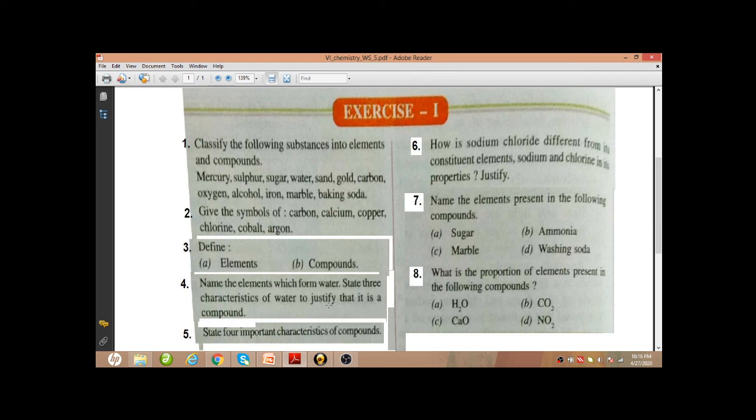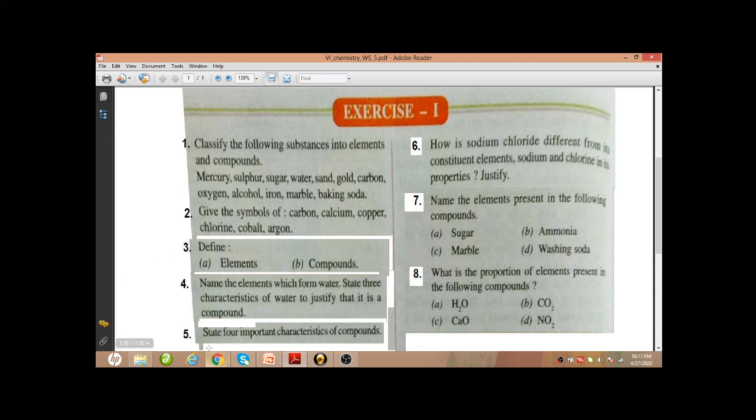Next, during the formation of water, evolution of heat is there, that means change of energy can be seen during the formation of water. The properties of water are totally different from those of the constituent elements. Hydrogen and oxygen both are gases, whereas water is a liquid. So their properties are again different. So this is another justification of water being a compound. Any other justification also you can write. This you will be getting in the study material. So these are the important characteristics which I said.